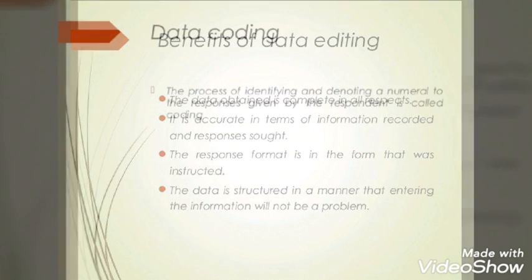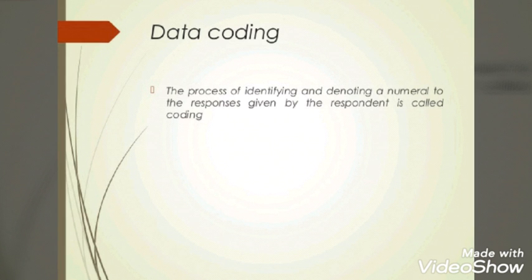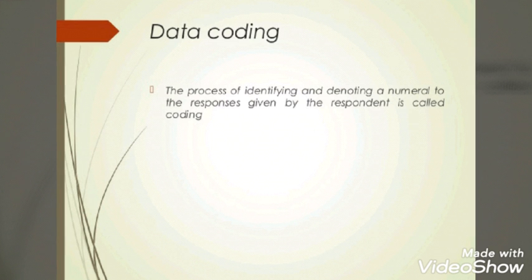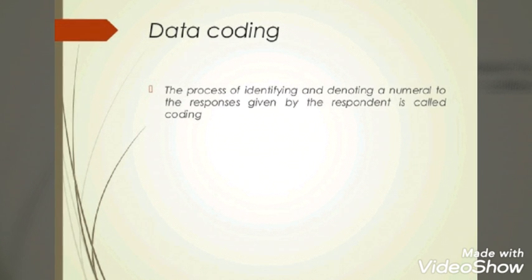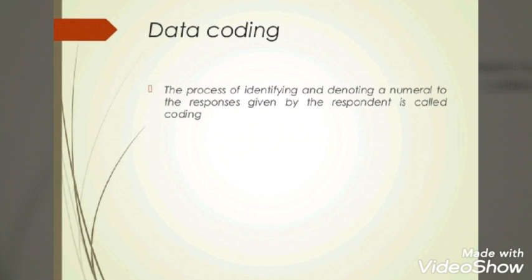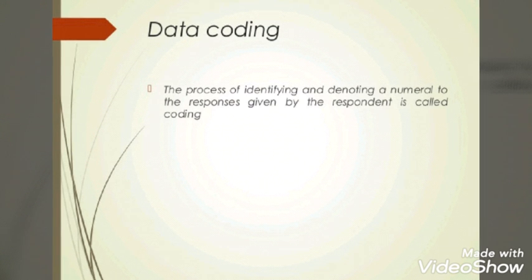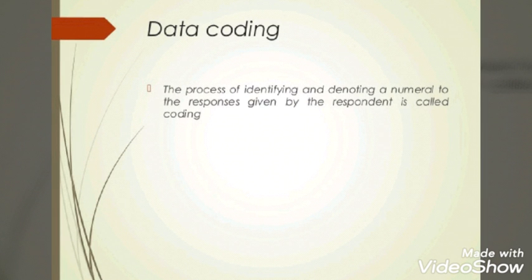Then we will go for data coding. Data coding is nothing but, after data editing, you make the responses a numerical value. You are going to count your data, and that is called coding. The process of identifying and assigning a numerical value to the responses given by the respondent is called coding. You can take, for example, a multiple choice questionnaire that you have given to your samples, and after that you are collecting the data from it. That is, you are collecting your questionnaires back.